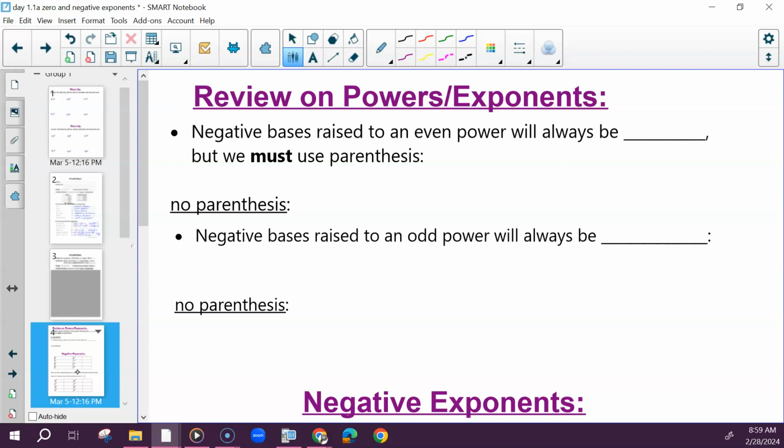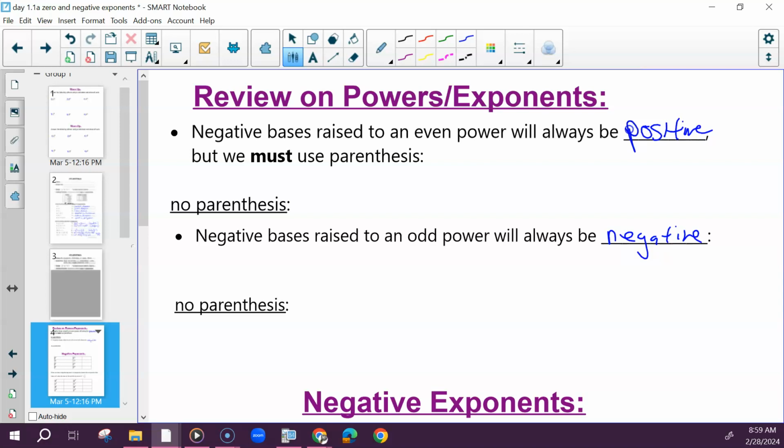So this first part is some review on things that we talked about at the beginning of the year when we were simplifying, evaluating, things like that. When we have a negative base, negative bases raised to an even power will always be positive, but we must use parentheses. And then I'm going to give you an example here in a moment. Negative bases raised to an odd power will always be negative, no matter what.